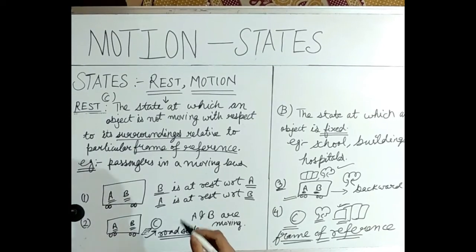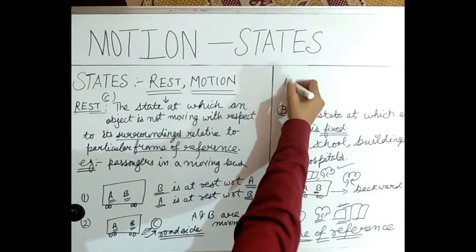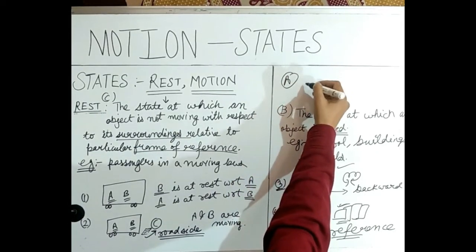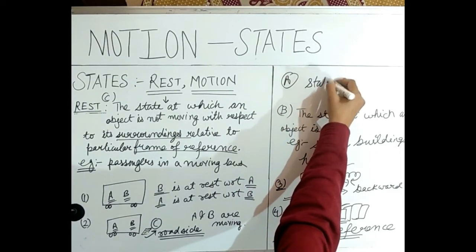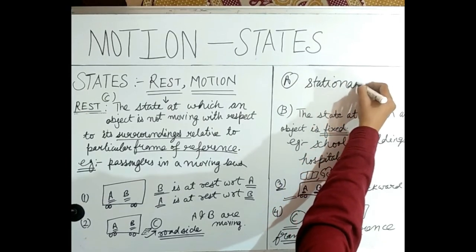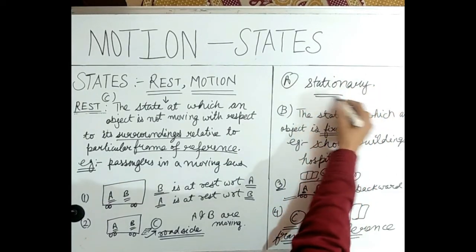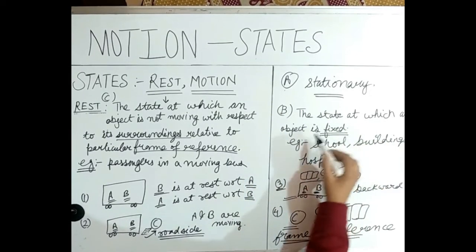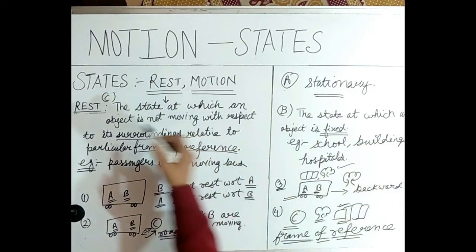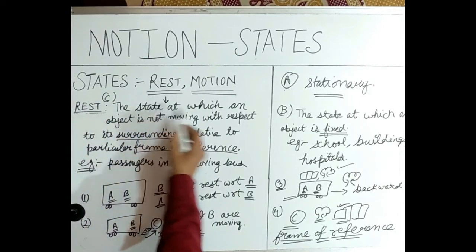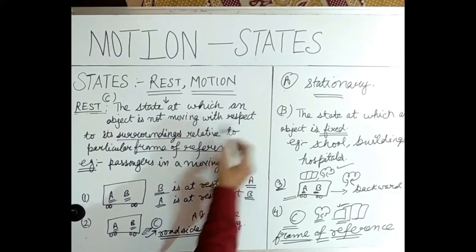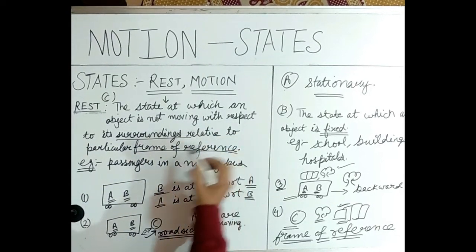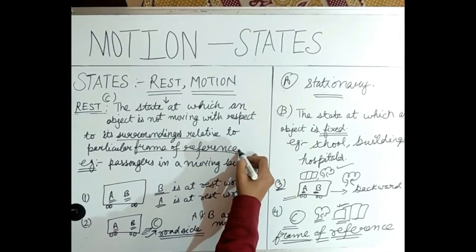So here we have discussed three definitions of rest. The first definition of rest was the state at which an object is in a stationary position. The second definition says rest is the state at which an object is fixed. And the third definition of rest is the state at which an object is not moving with respect to its surroundings, relative to a particular frame of reference.